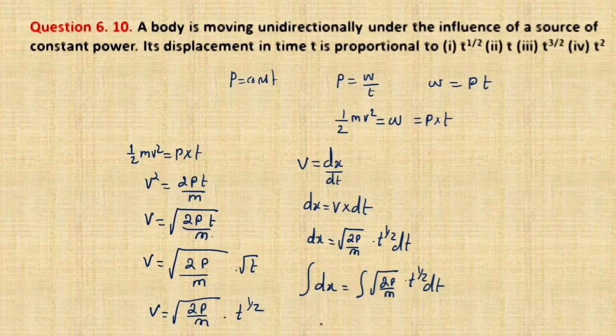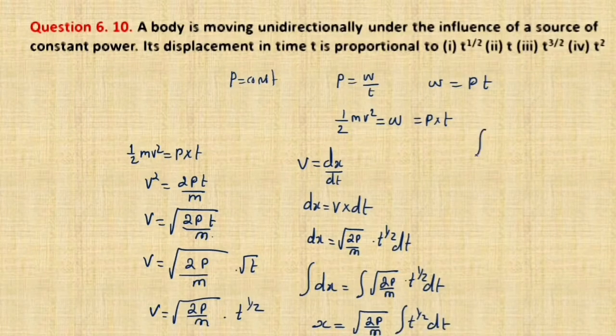So the left hand side becomes the total displacement x, and on the right hand side, root of 2P divided by m can be taken outside because it's a constant. Power and mass are constant. Integral t to the power 1 by 2 dt.